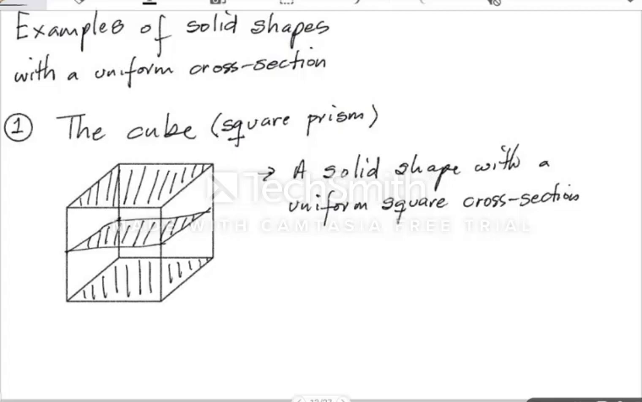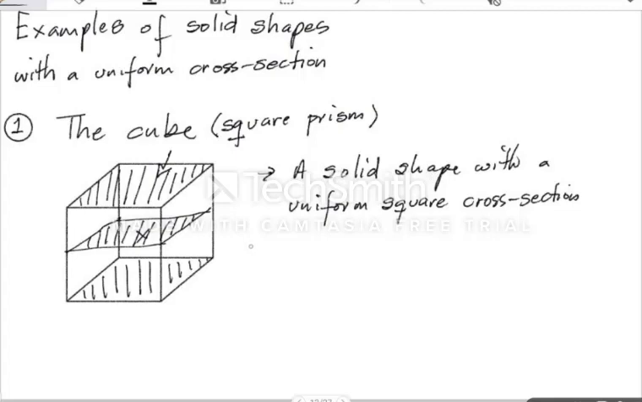So for this shape, the shape at the bottom is a square. The shape at the top is the same square. And if I cut it in the middle, the shape that is exposed, which is the cross section, will also be a square. All right. So the cube is an example of a solid shape with a uniform cross section. Or we can say that the cube is a solid shape with a uniform square cross section.